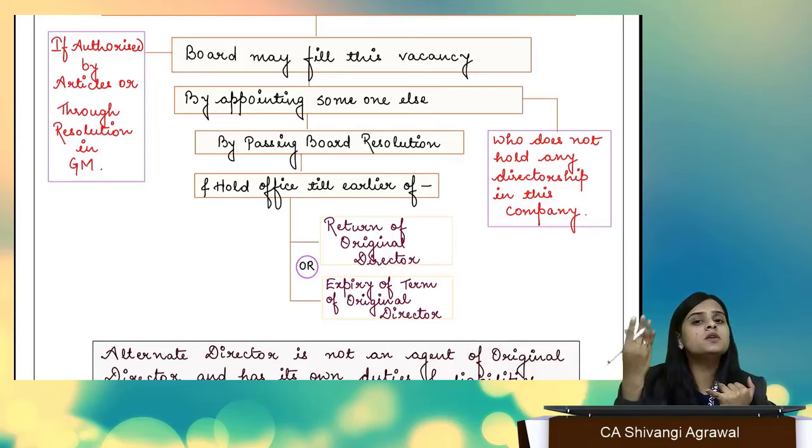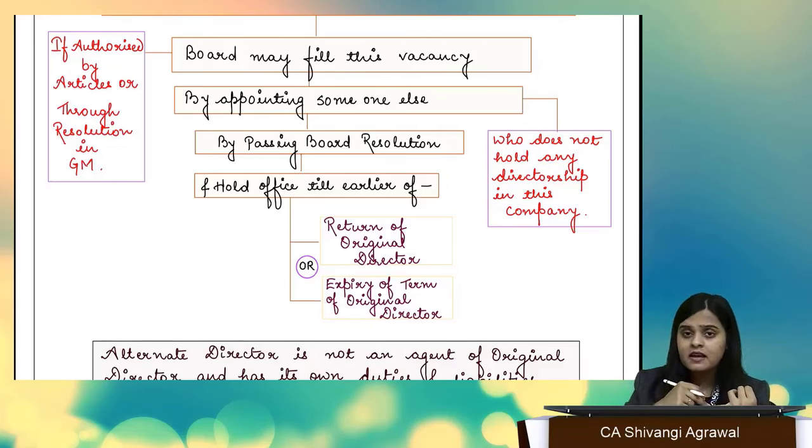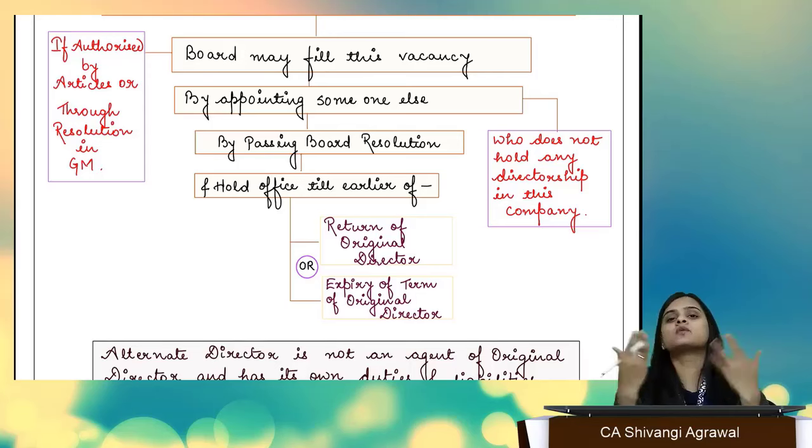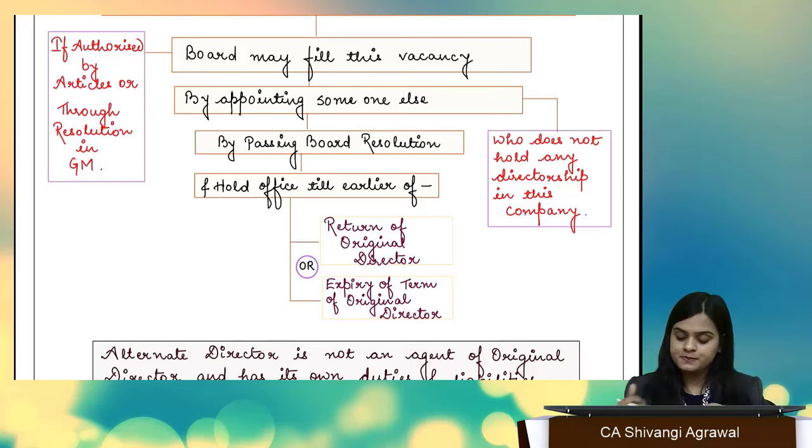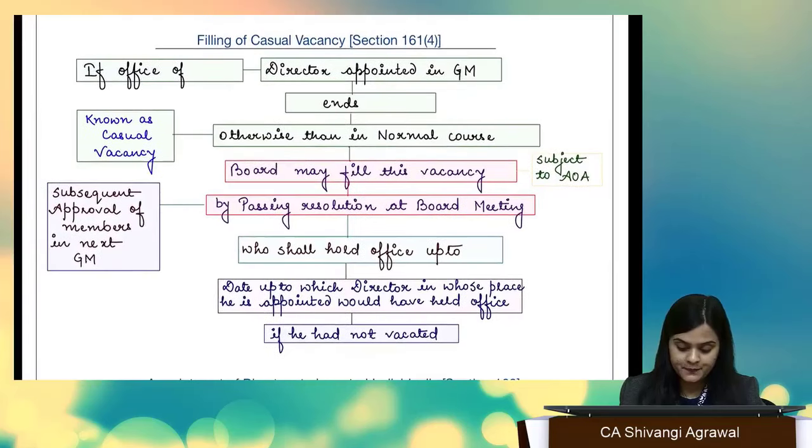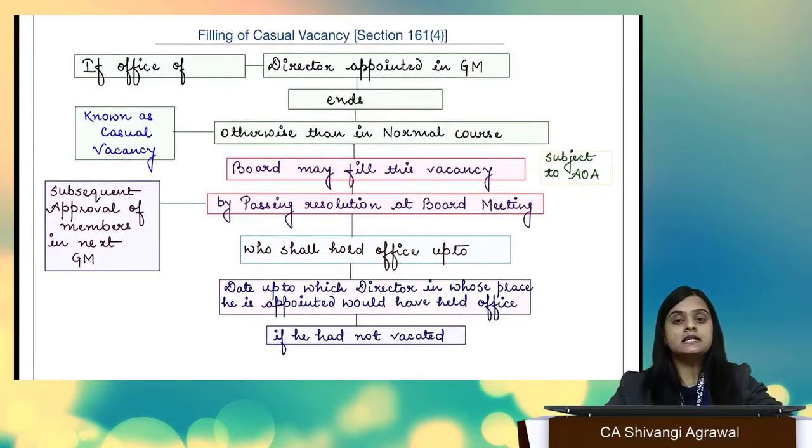Moreover, a person who is going to be appointed as an alternate director has to be someone who is not already a director of the company, and one person cannot hold alternate directorship for more than 1, right? Alternate director is not an agent of the original director. It has its own duties and own liabilities. Okay, ma'am. Section 161(3), nominee director.